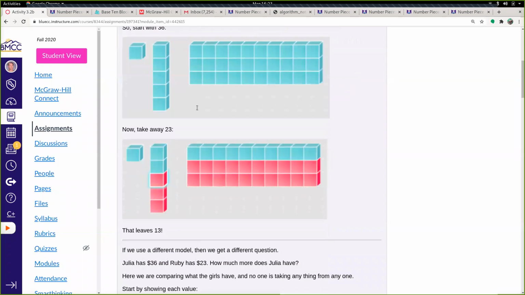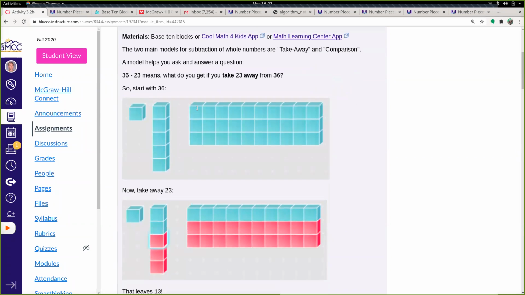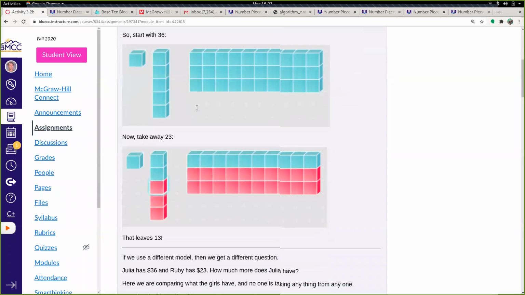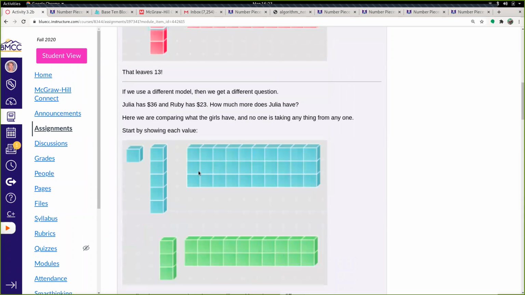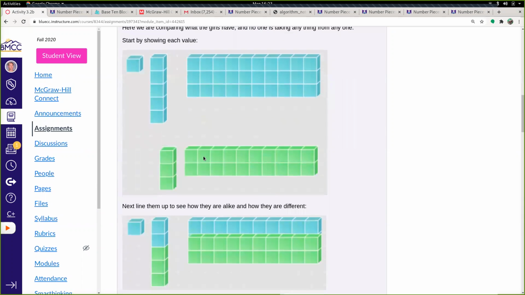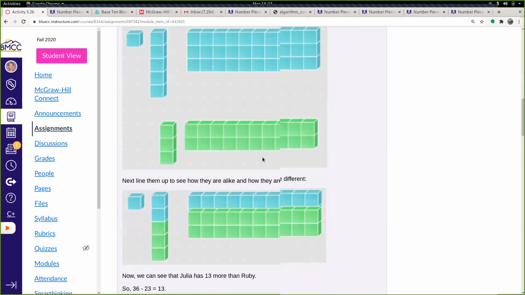I give an example up front of what 36 minus 23 looks like. And here I'm talking about takeaway, but I'm kind of showing a comparison picture because I put one on top of the other. Here it is where I'm showing comparison, where I actually start with both sets. So that one looks similar but different.